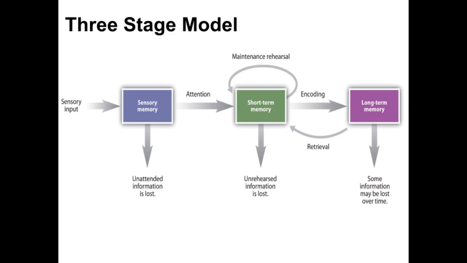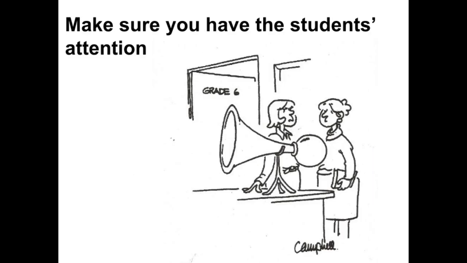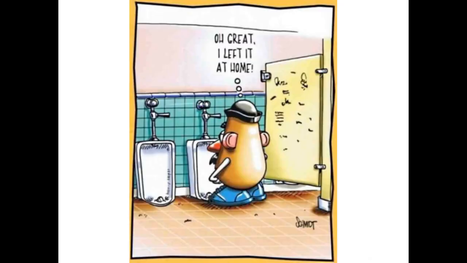So, how can we help students encode information so they can retrieve it later? First, be sure to gain their attention. Use cues to signal when you are ready to begin. Move around the room and use voice inflections. Minimize distractions within the classroom. Perhaps Mr. Potato Head was distracted when dressing this morning.